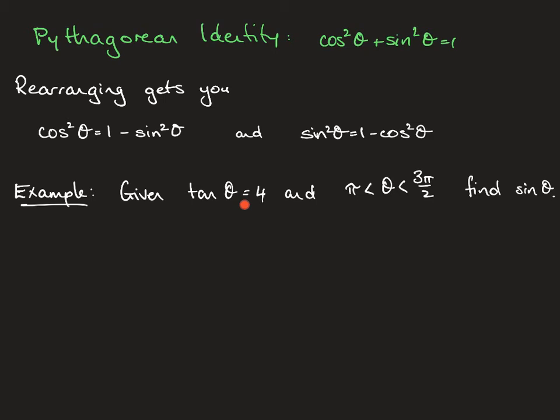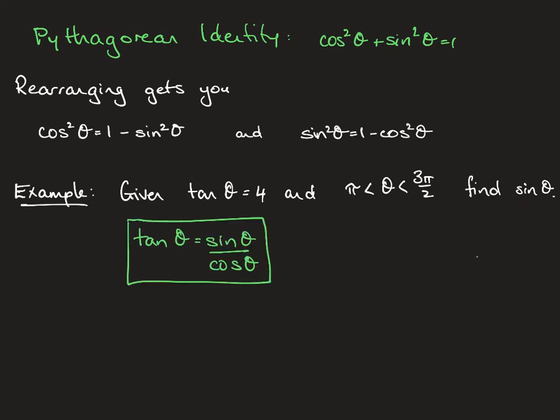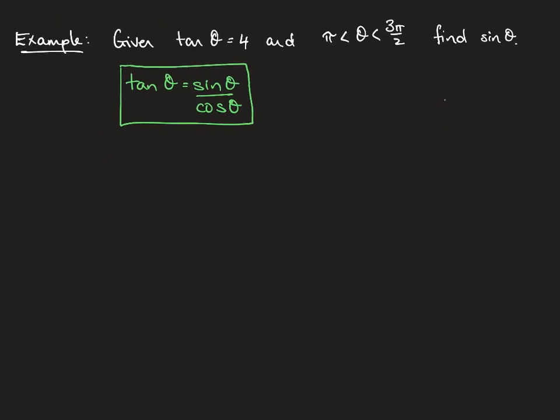Given that tan of theta is equal to 4 and theta is between pi and 3 pi on 2, find the value of sine theta. So we're given tan theta, we're asked to find sine theta, so we better use an equation that relates tan theta and sine theta. And here's that equation. So we're told that tan theta is equal to 4, so we can replace tan theta with sine theta divided by cos theta.